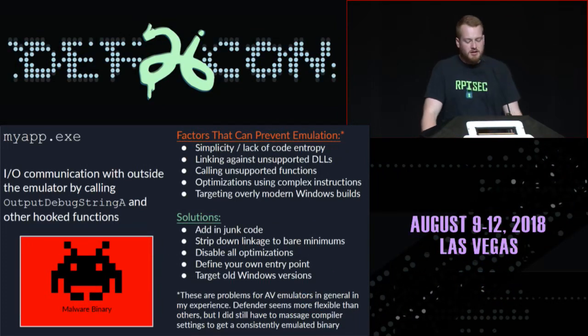As far as my malware binary goes, call it myapp.exe. Again, that's the name of all binaries running inside Defender's engine. It does this I/O communication with LPDebugStringA and some other functions. On the right side, you'll see a list of factors that I found could impede emulation and the ways I get around them. So I had to really massage the linker, optimizations, imports, in order to get binaries that were consistently emulated by Defender. And I'll be releasing some code at the end of this talk that will have a very simple Visual Studio project that I found I was able to get consistently emulated when scanned with load library.